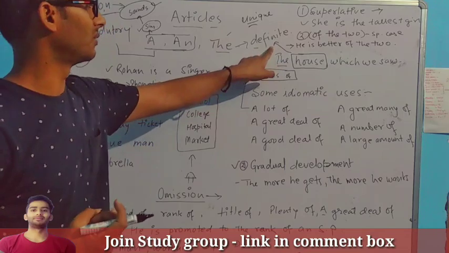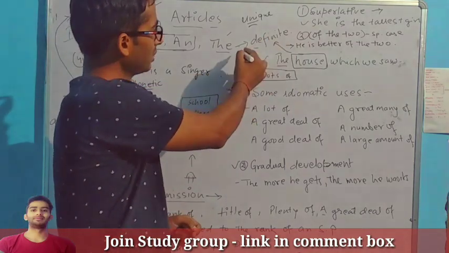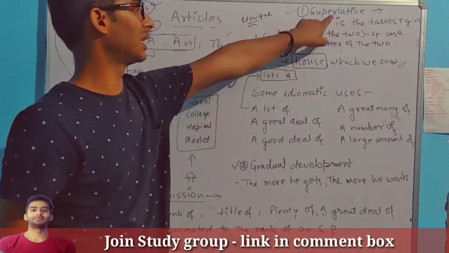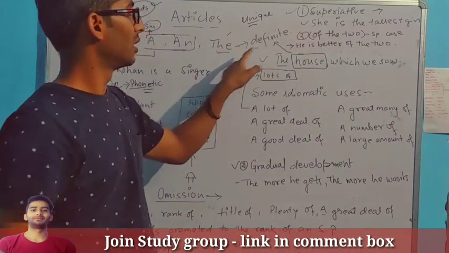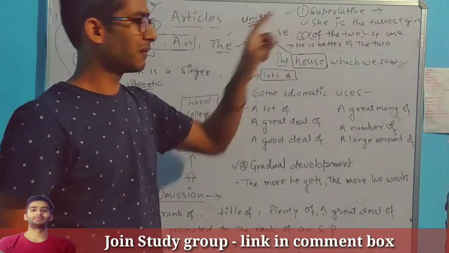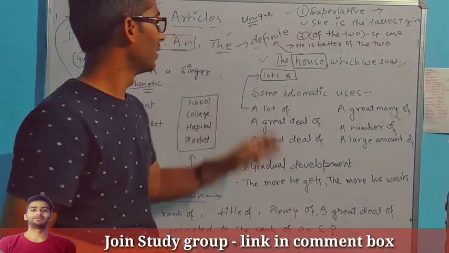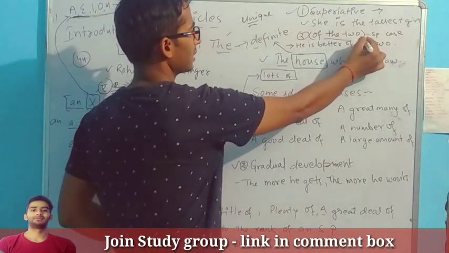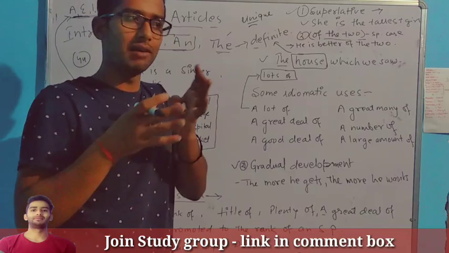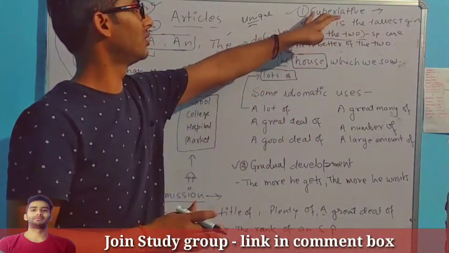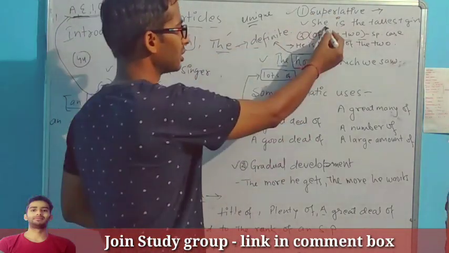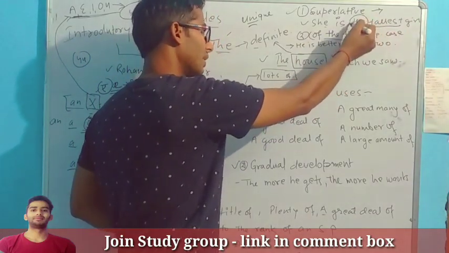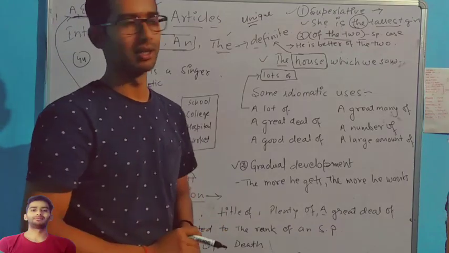Now let's see this one. The uses of the are: before the superlative degree we use the, and if there is a comparative degree we don't use the, except for this special case. Before every superlative degree we need to use the. Like she is the tallest. Tallest is the superlative degree, so we are using the before it.